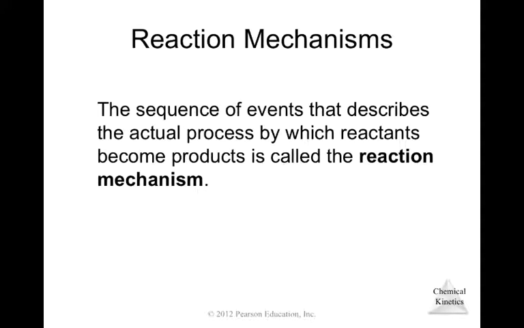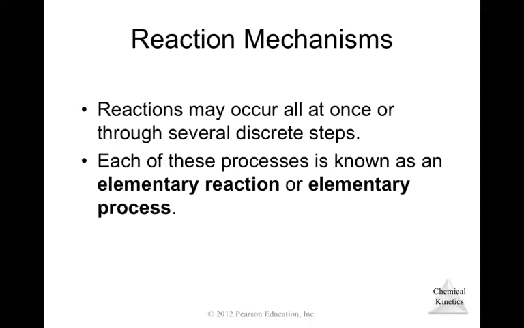Okay. Moving on to reaction mechanisms. A reaction mechanism is just what it sounds like: the sequence of steps that actually happens to produce the products. So you might have some intermediate processes that aren't actually shown in your overall equation. They might occur through several steps, or they might occur all at once. And if it does occur over multiple steps, each one is known as an elementary reaction or an elementary process.